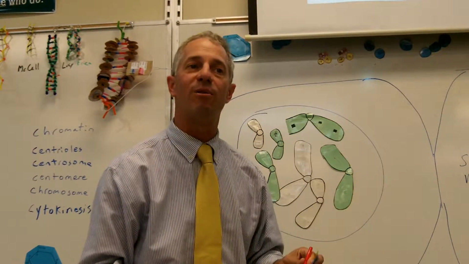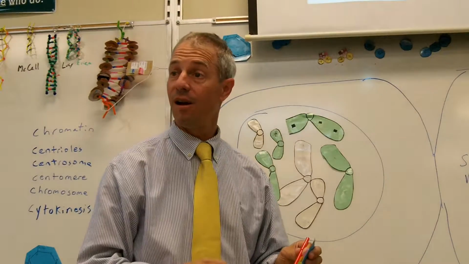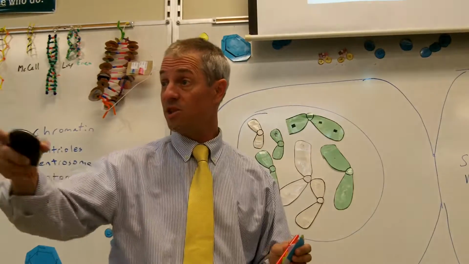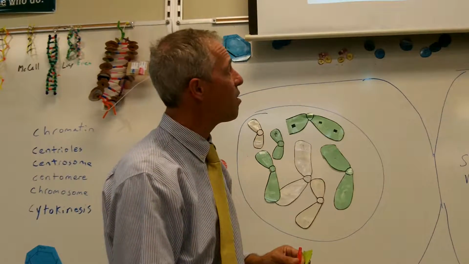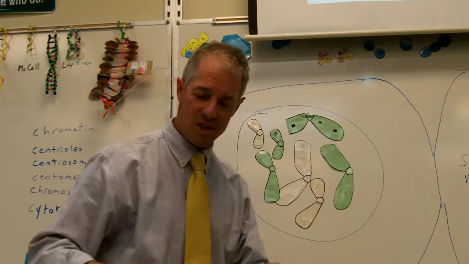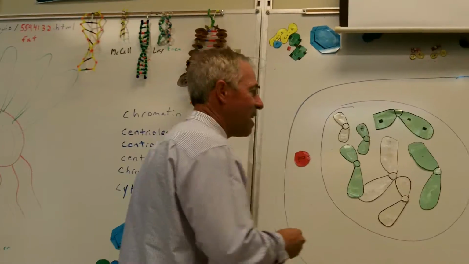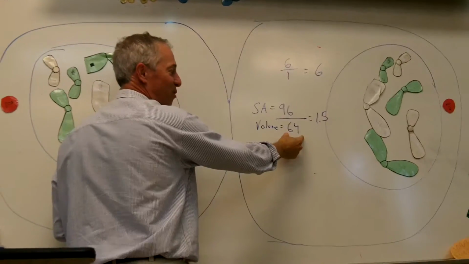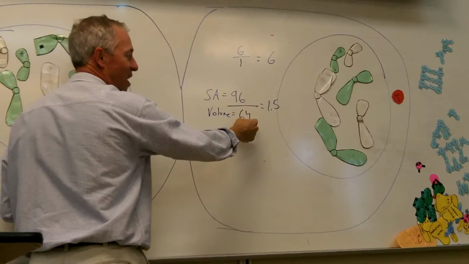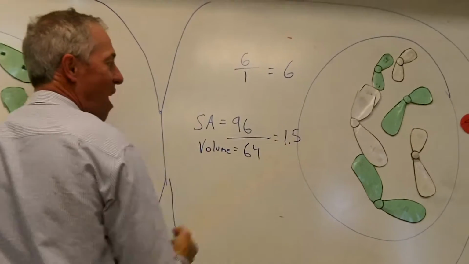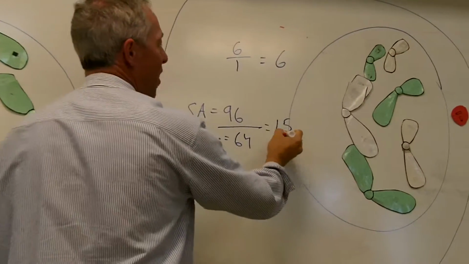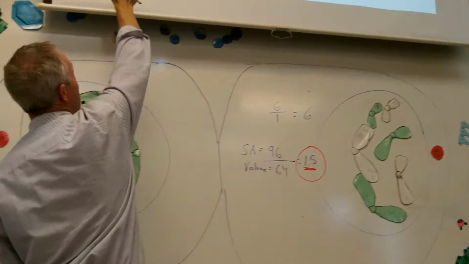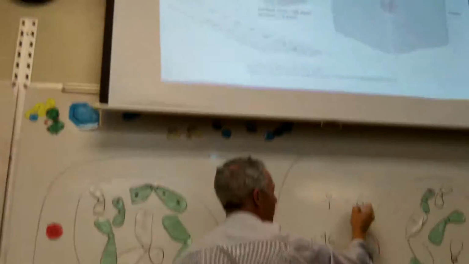What's the volume of the big one? 64. 4 times 4 times 4, which is 64. So the surface area to volume ratio of this is 96 divided by 64. What's 96 divided by 64? 1.5. So the surface area to volume ratio of the big cell is much smaller than the surface area to volume ratio of the little cell.